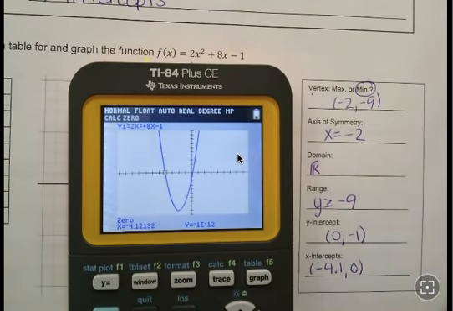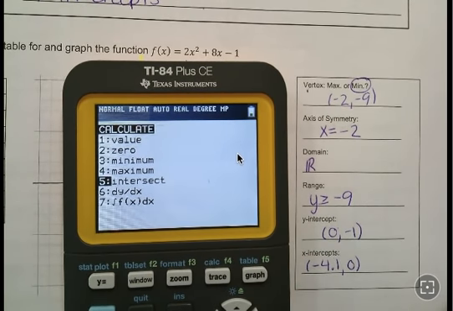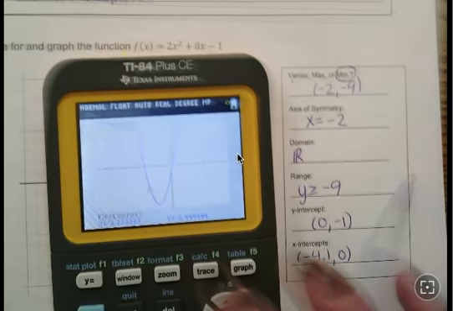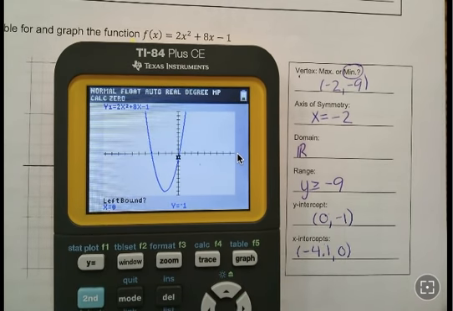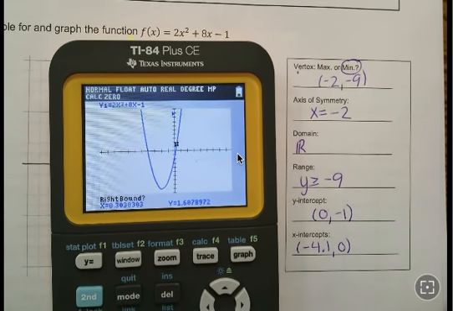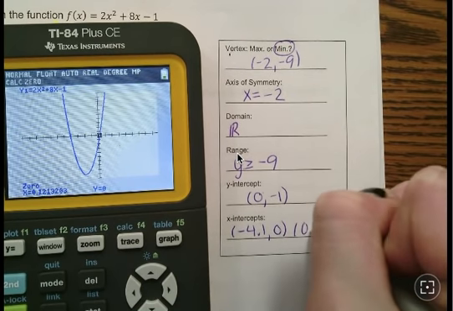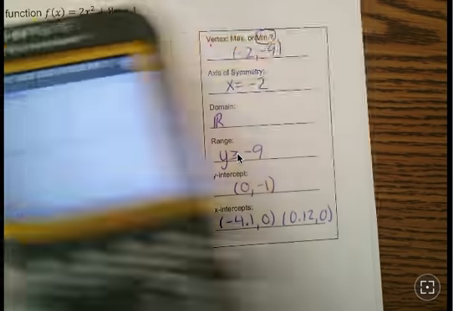And then we're going to do the same thing again for the next one. So we're going to hit second trace. We're going to go down to intersect. Okay, so you click intersect. And oh, no, sorry, not intersect. Second trace is 0. My apologies. 0. This time, the left bound is going to be before we cross. So it's before we go out. And then the right bound is just on the other side. Basically, left bound is what happens first. Right bound is what happens next. Okay? Click enter, and then click enter again. And this time, this 0 is the point 0.12, 0. So those are both of your x-intercepts, okay?